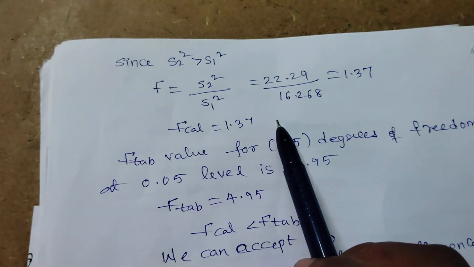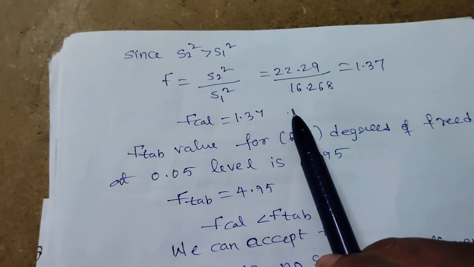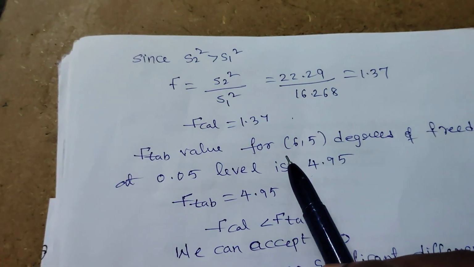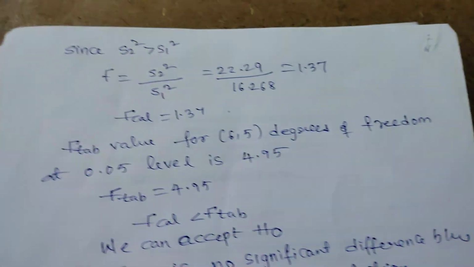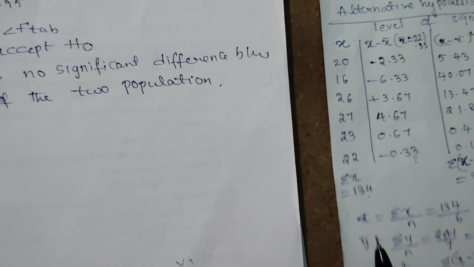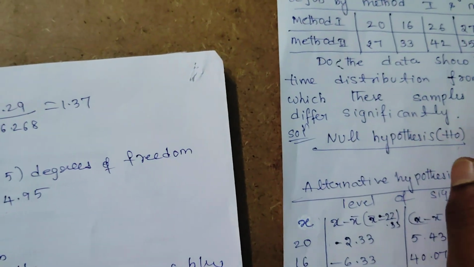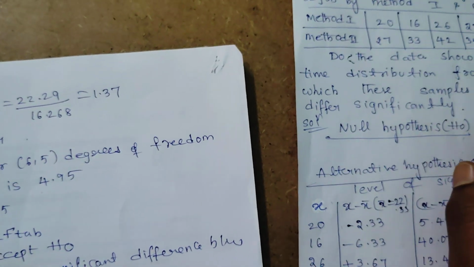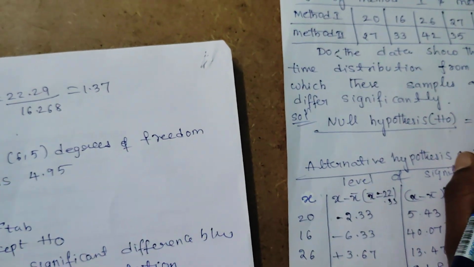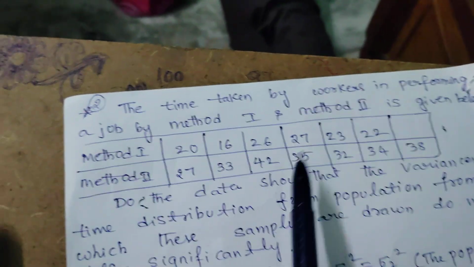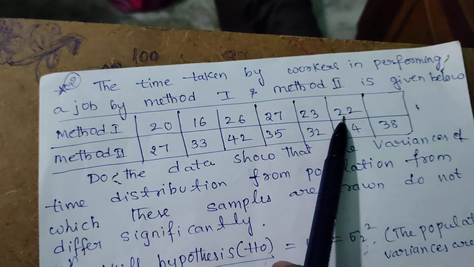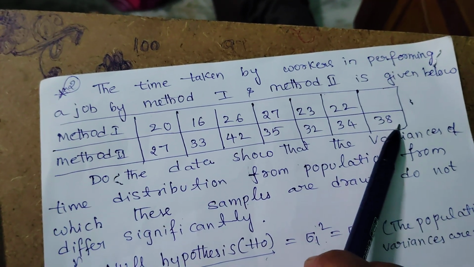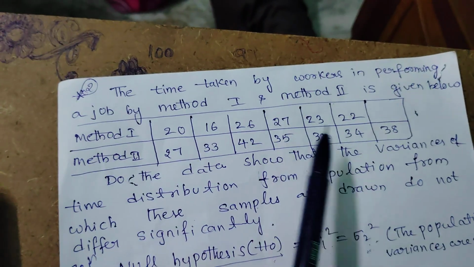Okay, so after the calculated value, the next step is what? We need to find the table value. Here the degrees of freedom are what, for the first one and second one? For n1, 1, 2, 3, 4, 5, 6, so 6 minus 1 is 5. And 1, 2, 3, 4, 5, 6, 7, so 7 minus 1 is 6. Okay, 5 comma 6.